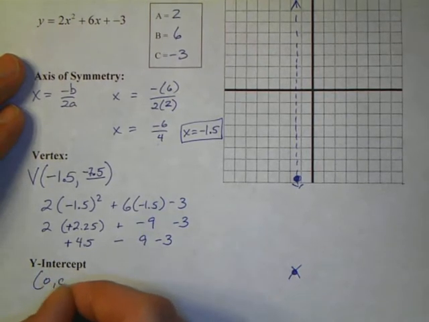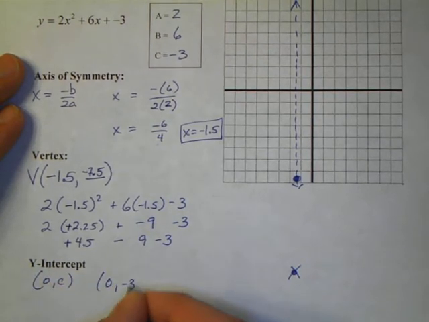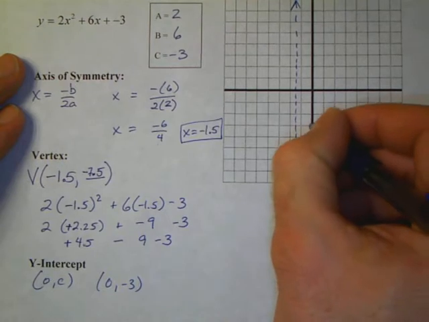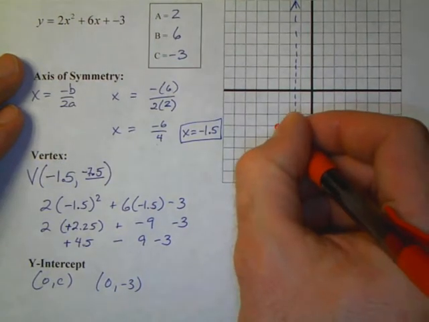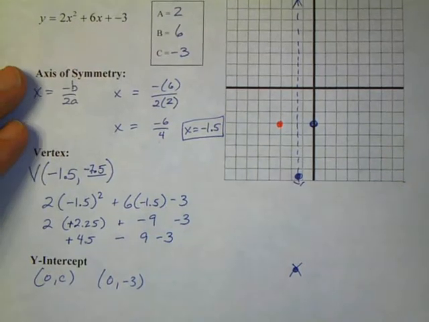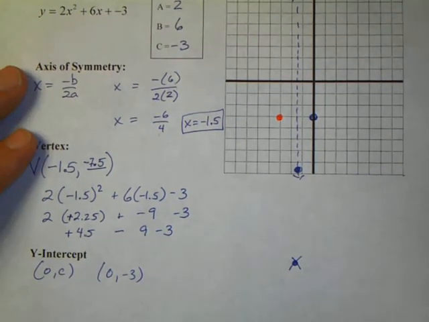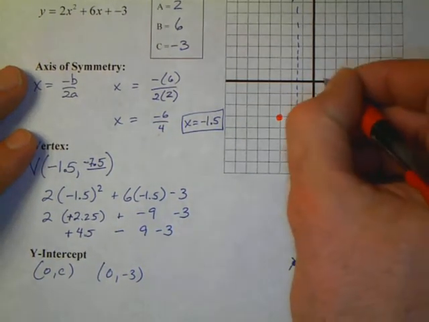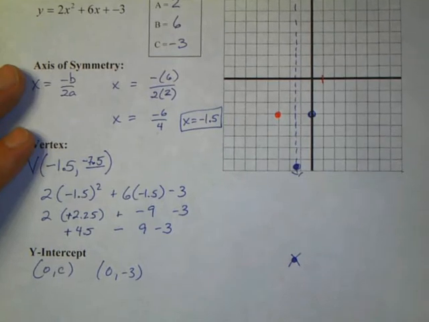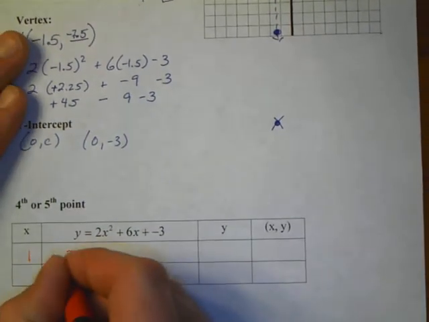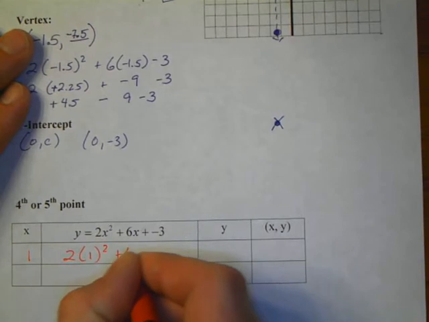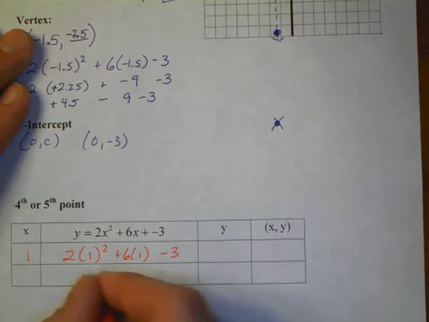Now we're going to find our y-intercept. Our y-intercept is the point, once again, 0, c. So that's the point 0, negative 3. So we plot that on our graph. We're going to reflect that 1.5 units past the other way, and then find a fourth and fifth point by choosing a value. I'm going to choose the value 1 because it seems like it would be an easy choice to make when we plug into our equation.